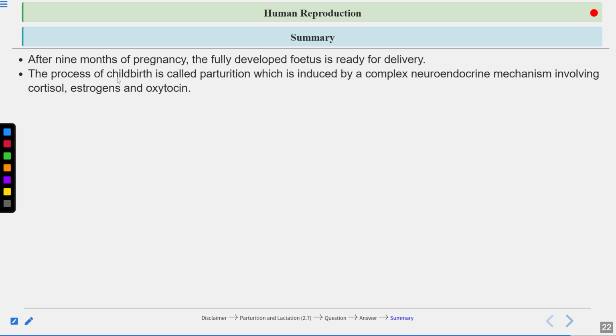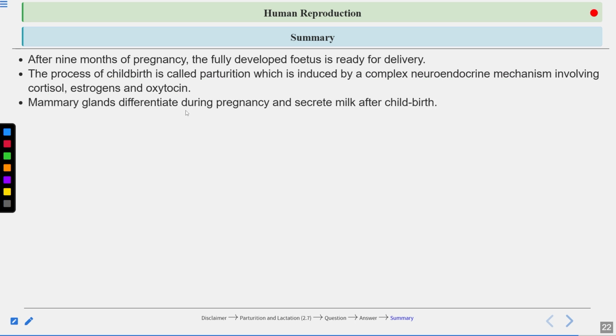The process of childbirth is called parturition, which is induced by a complex neuroendocrine mechanism involving hormones such as cortisol, estrogen, and oxytocin. Oxytocin is also known as a birth hormone.